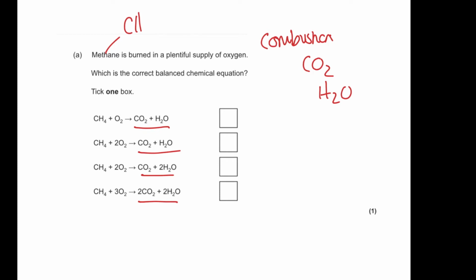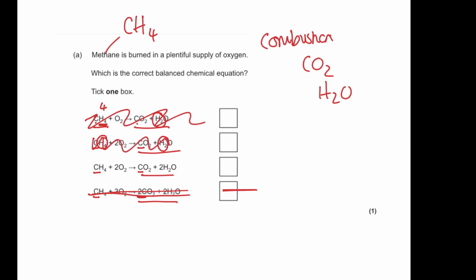Okay, so we know that whatever there is at the start needs to be at the end. So we have CH4, right? So we have one carbon on this side. So how many carbons do we have on this side? We have one. Okay, that one seems okay. One carbon, one carbon, one carbon, one carbon, one carbon, two carbons. Okay, this one's not balanced. Let's rule that one out. Okay, same thing. We have four hydrogens on this side, but we only have two on this side. Rule that one out. Four hydrogens on this side, two on this side. Not right, not balanced. Rule that one out.